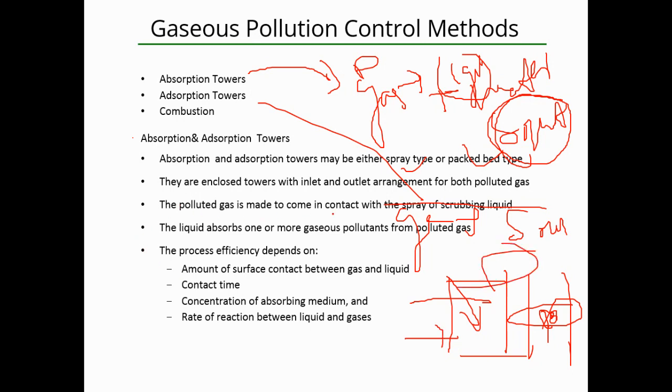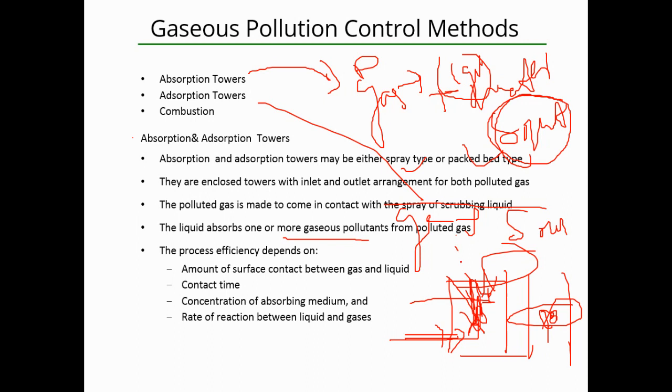The polluted gas is made to come in contact with the spray and scrubbing liquid. Here the pollutant gas comes in contact with the sprayed liquid, and this depends on the contact time and the contact surface area. If the contact surface area is more, then the absorption capacity of the liquid for the gas is more. The liquid absorbs one or more gaseous pollutants from the polluted gases. The gas does not contain a single type of pollutant; it contains sulfur dioxide, carbon dioxide, nitrogen dioxide, hydrogen sulfide, all these gas pollutants.